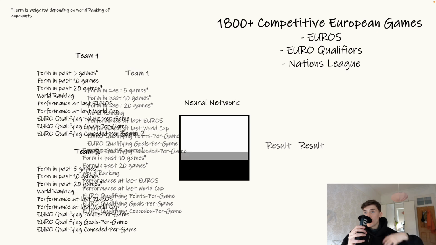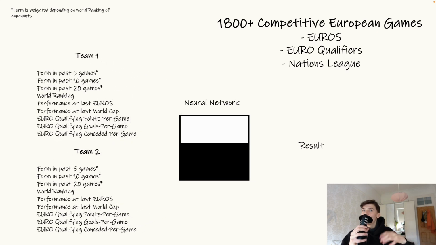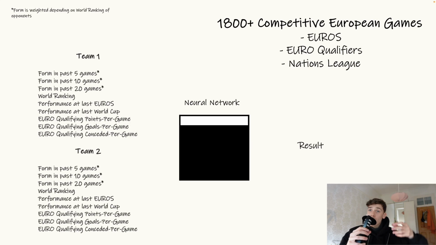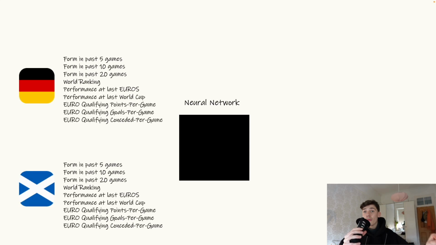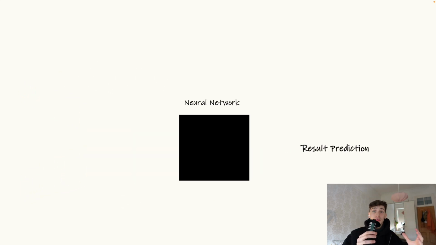As we put more and more games in, the neural network will start to train and will start to learn the patterns and trends between these input stats and what the final result turned out being. Once a model is fully trained, we can now use it to predict future games as long as we input the same stats. So, going to the Scotland-Germany game, which is the first game of the Euros, if we put in the current stats of Germany and Scotland, we can get an output prediction result.